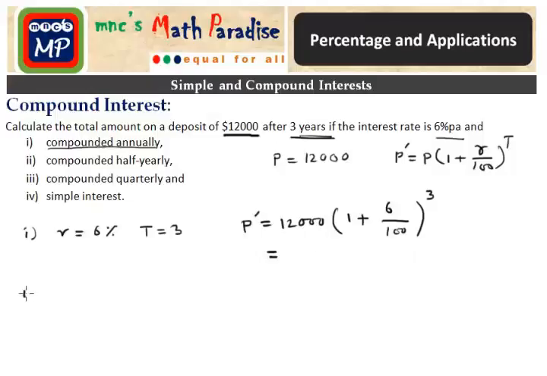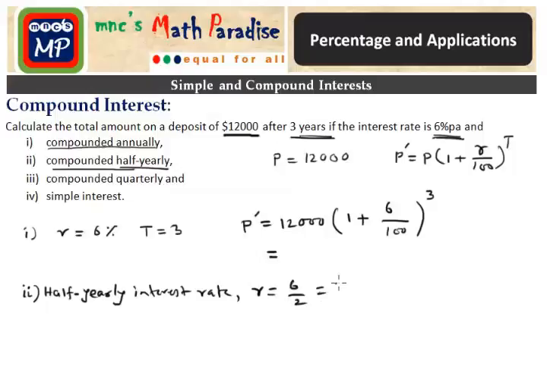Let us consider the second case. Compound half yearly. So here the period of compounding is half yearly. The interest rate is given per year. So for the half yearly interest rate, we need to find it from 6% per year.